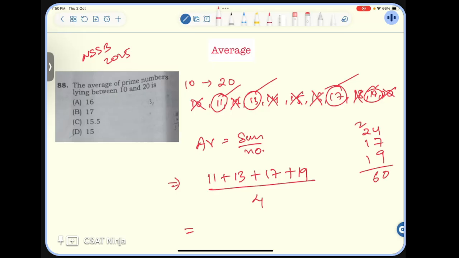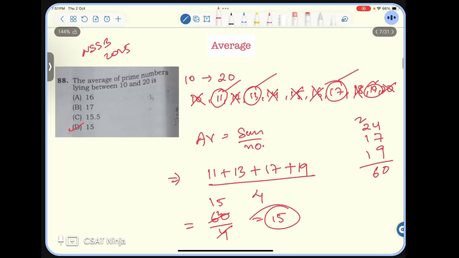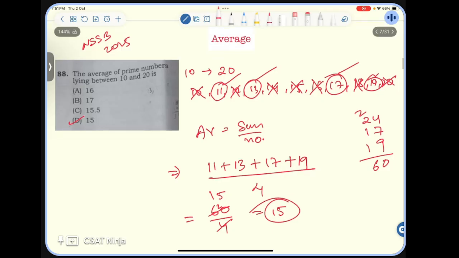5, 6, 60. So 60, if my sum is not wrong, divided by 4 is equal to, if I divide this, how much should I get? 4 ones are 4, that means 20. 4 5s are 20. I'm getting 15 as my average. So the answer here is 15. Are we clear with this? You can give a thumbs up if you're following. Okay, let's go to next.